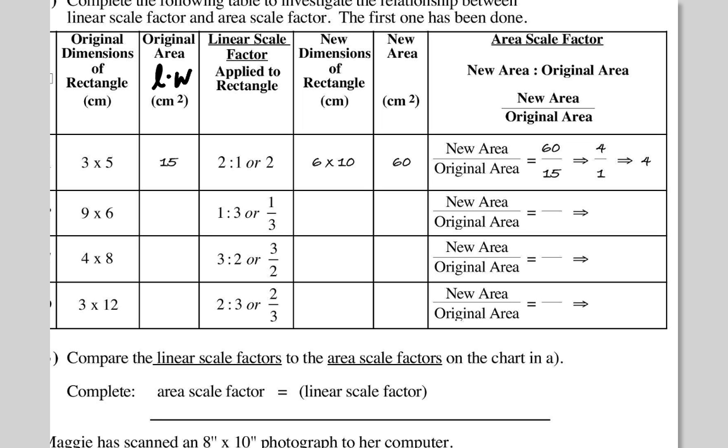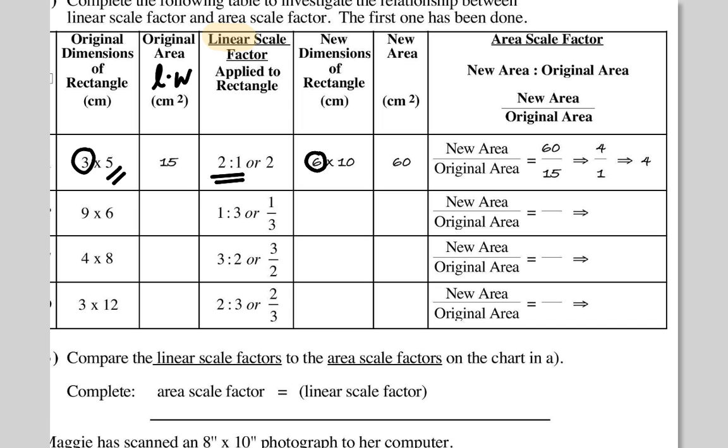So the next column is linear scale factor. That means that you have to use the scale factor to change each dimension separately. So the 3 becomes 6 because the scale factor is 2 to 1, or 2. 2 over 1 is 2. So it's doubling. You're doubling. Okay? So what do you think is going to happen to the 5?